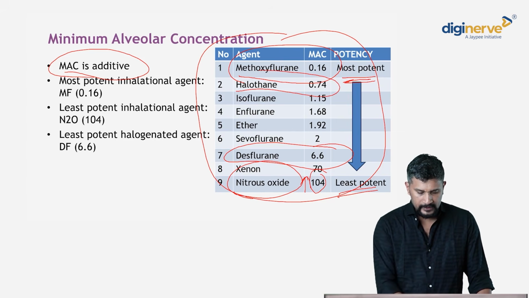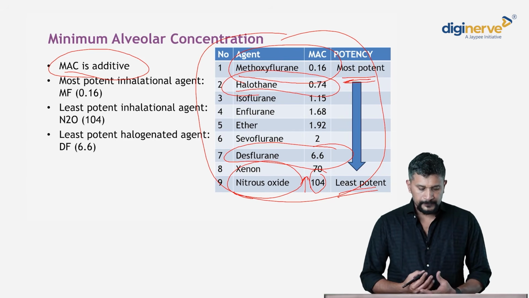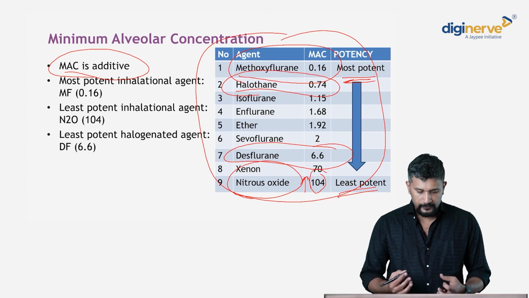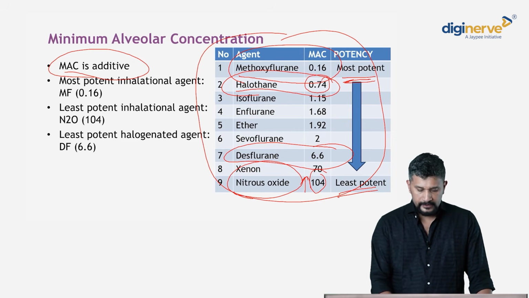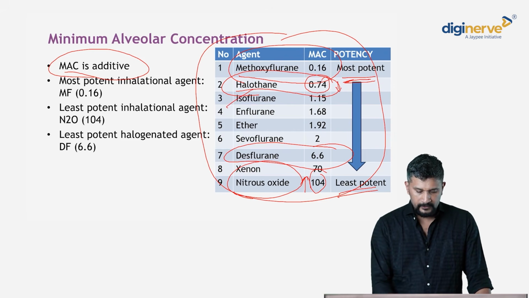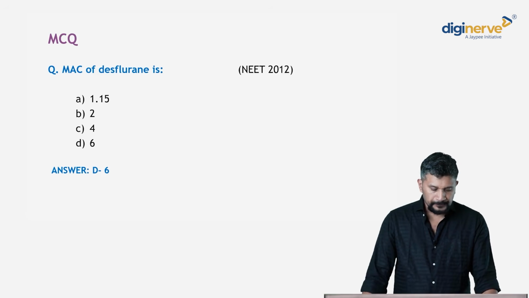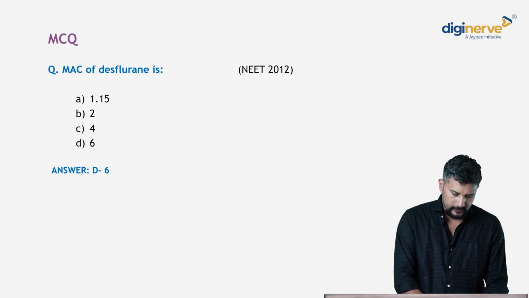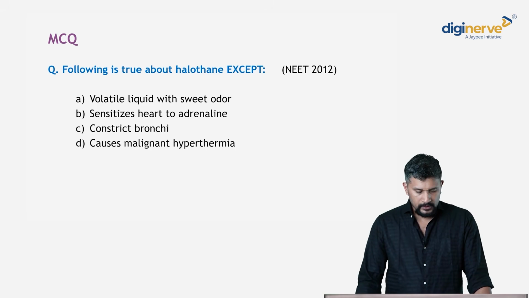Halothane, on the other hand, has a MAC value of 0.74. Amongst the clinically used volatile anesthetics of late, halothane is the one which has the most potency with the least MAC value of 0.74. Isoflurane with a MAC value of 1.15 and sevoflurane with a MAC value of 2 fall in between. So the MAC value of desflurane is therefore 6 and your correct answer is D.